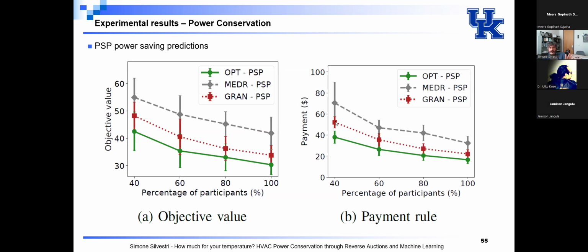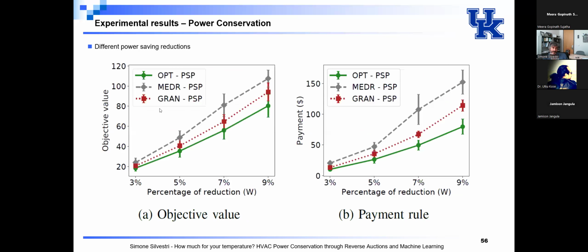Oh, no, sorry, wrong. So the opt is the optimum. GRAN is our approach, so the greedy heuristic. Optimum is what we would be able to achieve by solving the NP-hard problem, and GRAN is what our heuristic achieves, and the gray line instead is the comparison approach that we found in the literature. So still, we do much better, but there's still a significant gap that could be improved with a better heuristic.